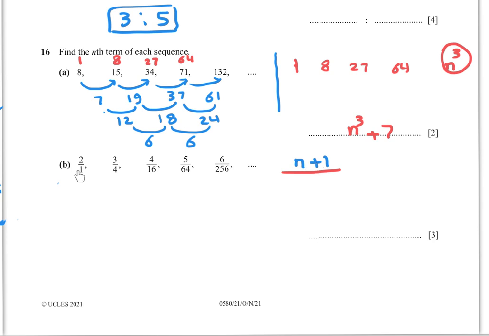For the denominator, 1, 4, 16, 64, 256. It is multiplied by 4. 4 times 4 is 16, 16 times 4 is 64. So if we multiply by the same number, this is a geometric sequence, and the rule for that sequence is ar power n minus 1. a is the first term, 1, and r is 4, because it is multiplied by 4. So the nth term for the denominator is 4 power n minus 1. So for the numerator, n plus 1. For the denominator, 4 power n minus 1.